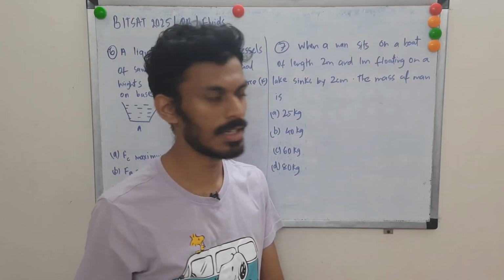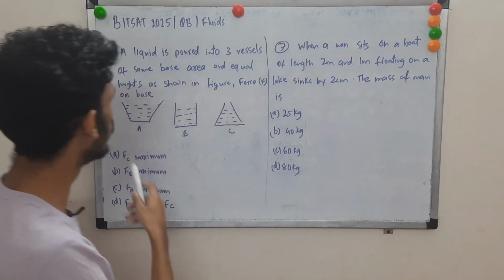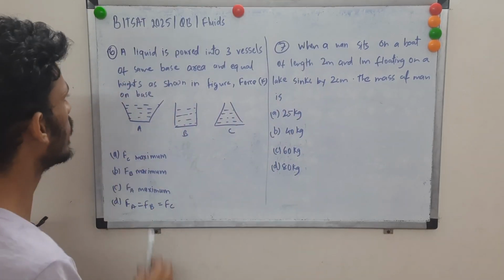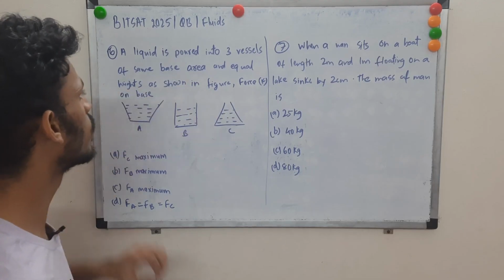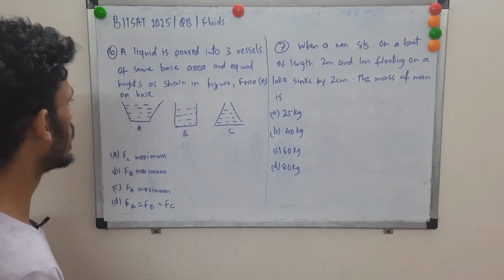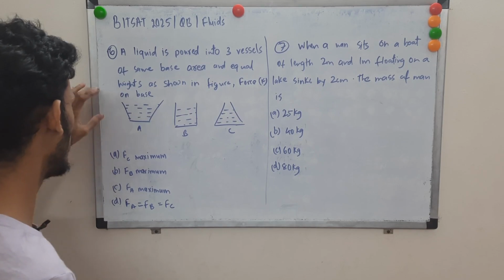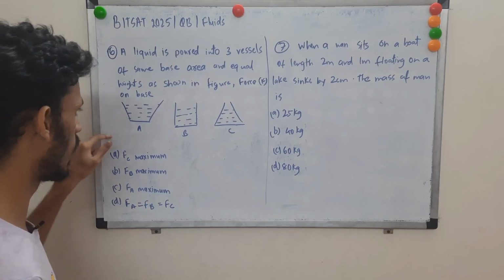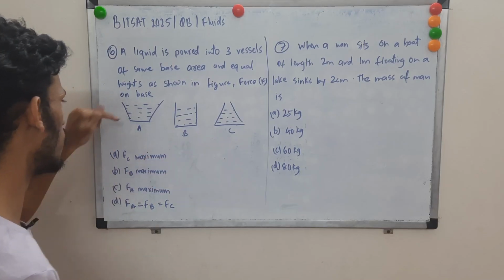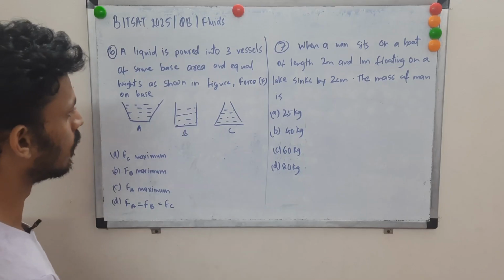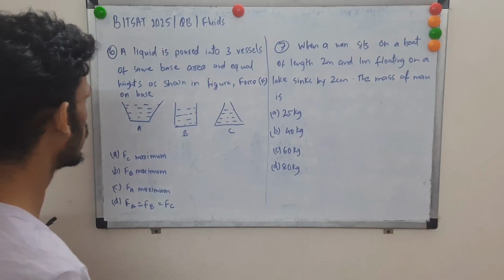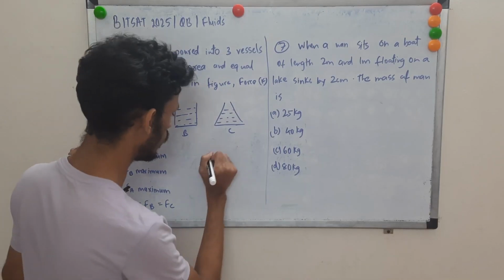So questions 6 and 7 over here. In question 6 we have a liquid being poured in 3 vessels as shown. The height of the liquid in each of the vessels is the same. You are supposed to tell where the force will be maximum on the base: in A, B or C, or will all 3 be equal? Now it's quite easy if you see.